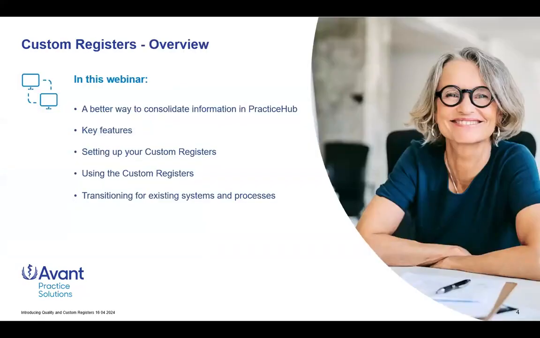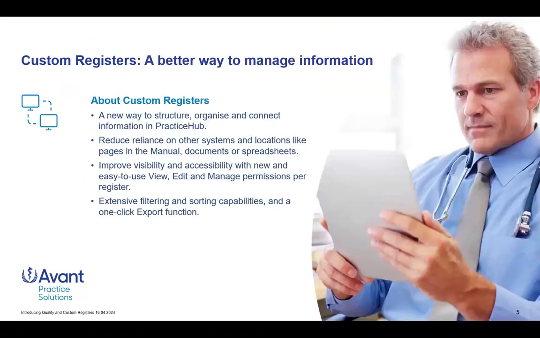All right, so a bit of an overview of what we're going to talk about today. We're going to talk about how custom registers are a better way to consolidate information in PracticeHub. We're going to have a look at the key features. We're going to talk about how you set up your custom registers, how you then use them. And lastly, we'll talk about transitioning from existing systems and processes that you already have in place, because we know that the types of things that you would create custom registers for, you keep in other systems or other ways at the moment. All right, so I'm going to hand over to Vanessa Law, who's our head of product here at PracticeHub. And Vanessa, if you would like to kick us off.